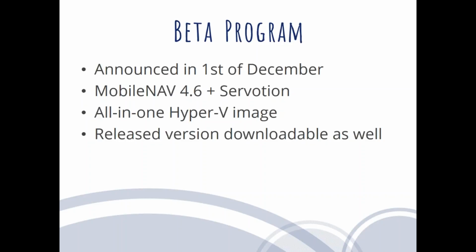Basically, the links contain the all-in-one Hyper-V image, which contained a NAV pre-installed with SQL Server, of course. The NAV version was 2016 there. The MobileNAV was also installed there completely with the base configuration of 4.6. And as part of the Hyper-V image, we have also included the ServOcean product, which Sándor also mentioned. So basically, with this all-in-one Hyper-V image, you could try out all the new features that we were about to release with this new version.